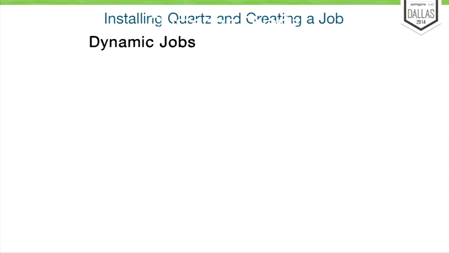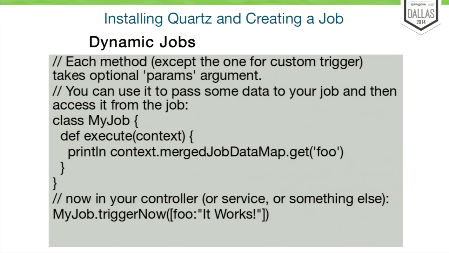So how do you install Quartz and create a job? There's one way called dynamic jobs. Here's an example. You basically just create a job, which is what it creates when you install the plugin. It'll have a little jobs directory in your Grails app, and you just add Job on the end of it, and you can get parameters out of there, and that's how data is passed into your job, is this map, and then you can trigger it right now.